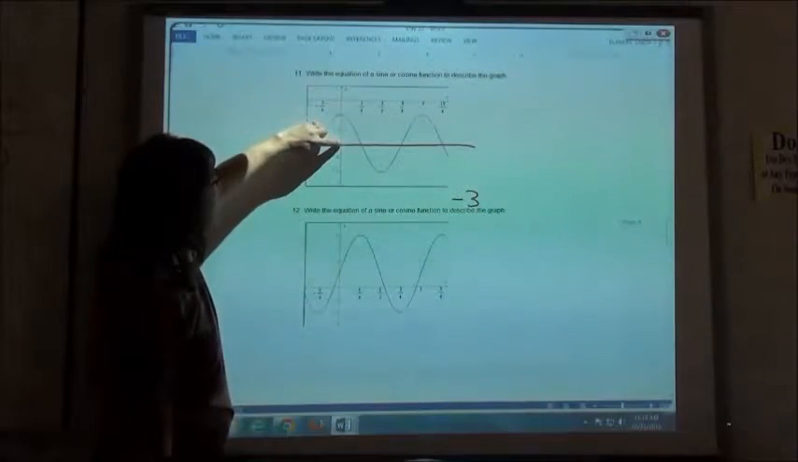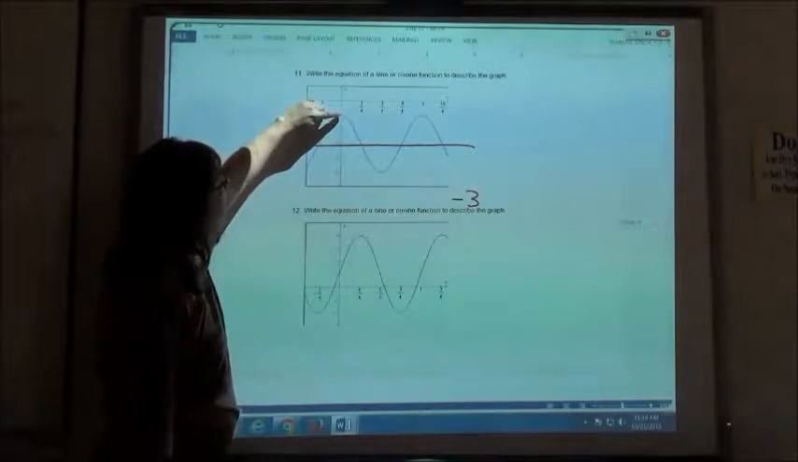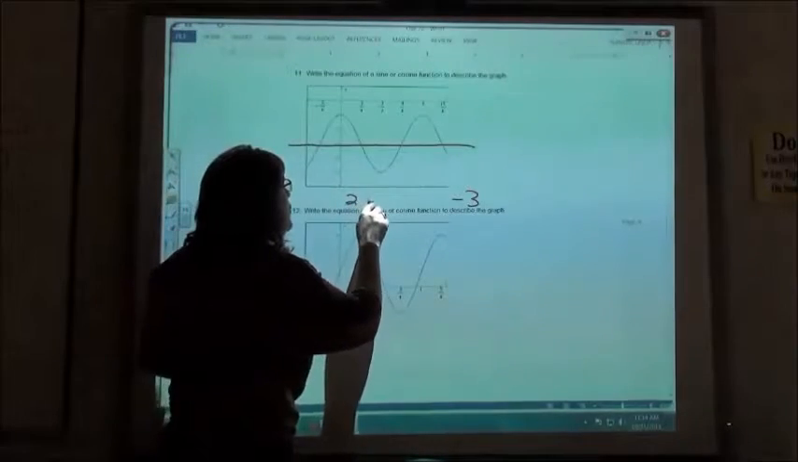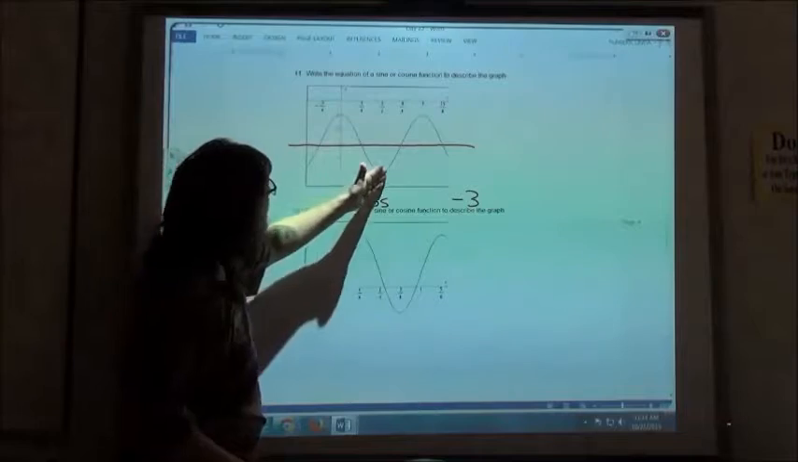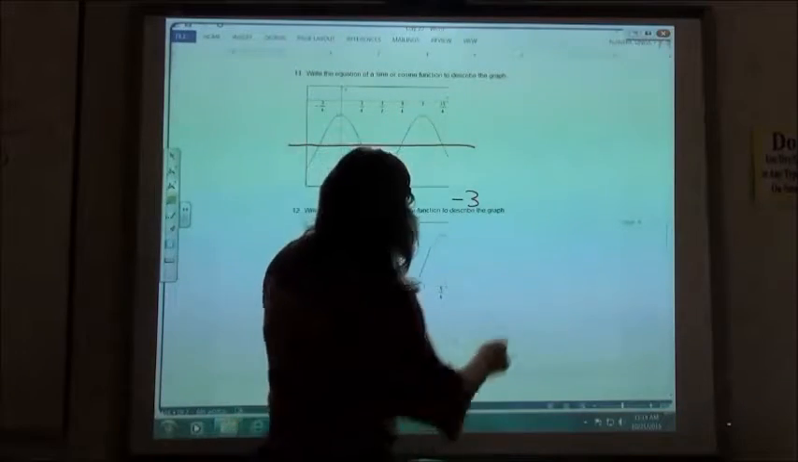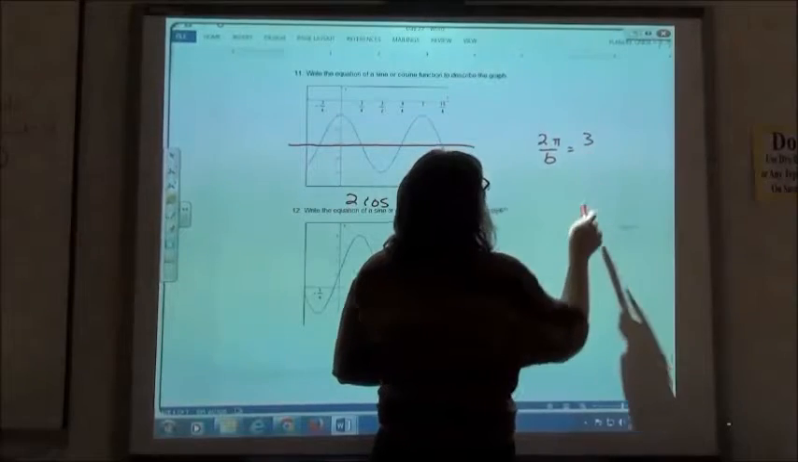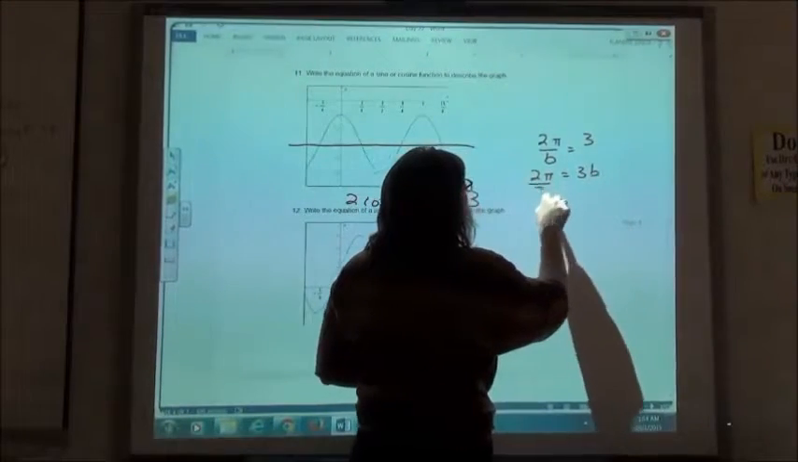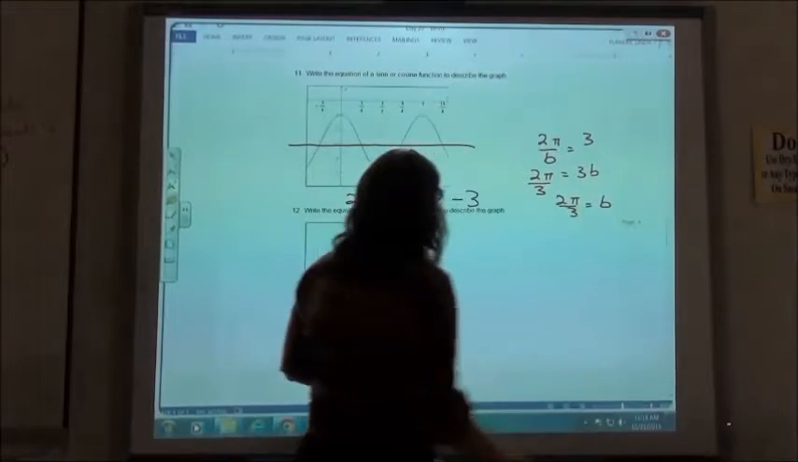So if I think of this as normally like my x-axis, this one again is going to be the cosine curve. It's starting 1, 2 up. So I'm going to have 2 times the cosine. And then one complete cycle ends over here at 3. So 2 pi over b is going to equal 3. 2 pi would equal 3b. Dividing by 3 then, 2 pi over 3 is going to be my b value.